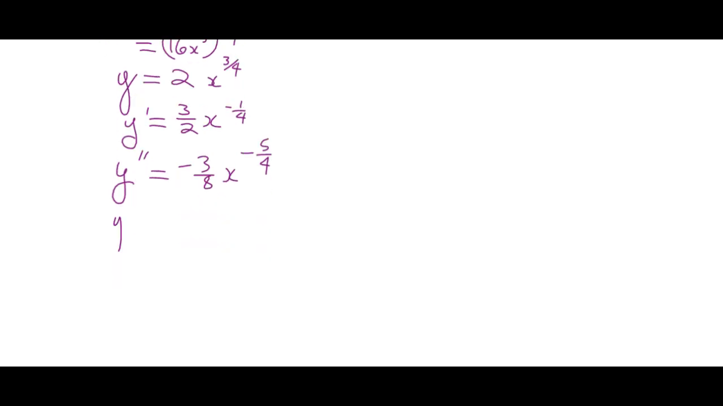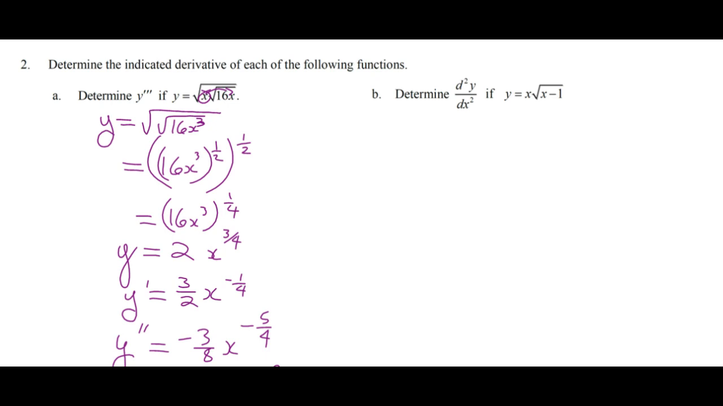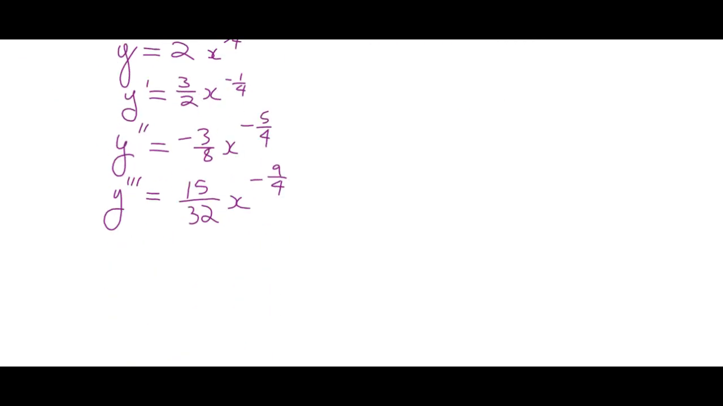And one more. So that's positive 15 over 32 x to the negative 9 quarters. Okay, so we should do a little cleanup on that, right? Because the original started with some roots, so we should take it back to the roots. So that'll be 15 over 32, and we've got the 4th root of x to the 9th.